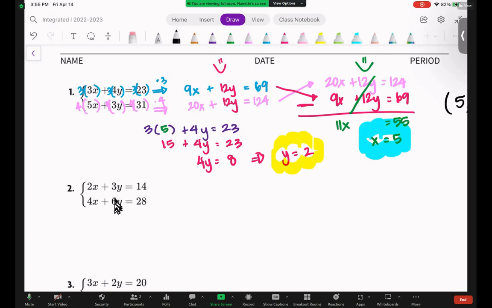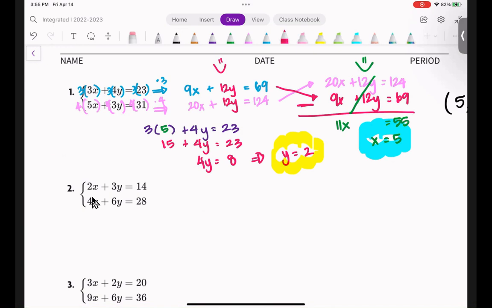Here, the x's don't match. Here, the y's don't match. So I have to actually multiply. What could I multiply this by so that I'll have 4x, so the x's cancel? And you're like, oh, I could double this, because then the 2x would match the 4x. And I'm like, yes, let's do that.